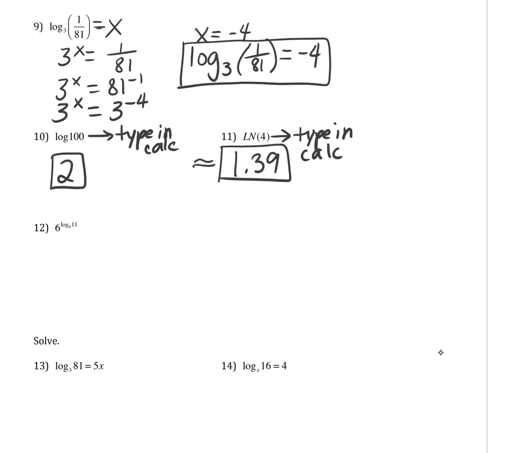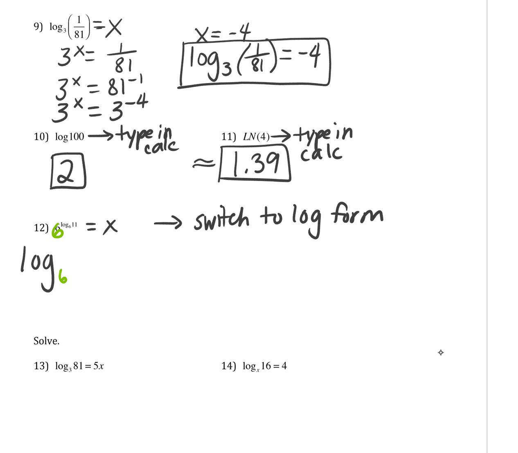And then the last one is a little weird. Once I show it to you, I'm going to show you what to expect for this in the future. We'll set this equal to x. Here, we actually are going to switch to log form, which is a little weird because the exponent is a logarithm too. So the base is 6. We're going to make this log base 6 of x. And we're moving this whole thing, this is our exponent here, so we're going to move that entire thing to the other side.